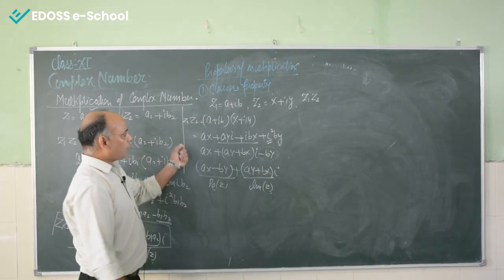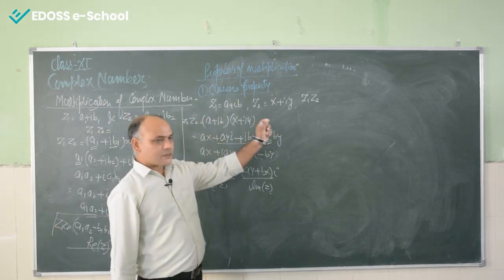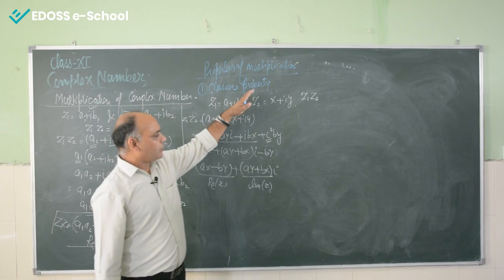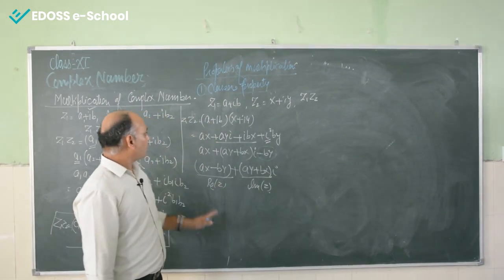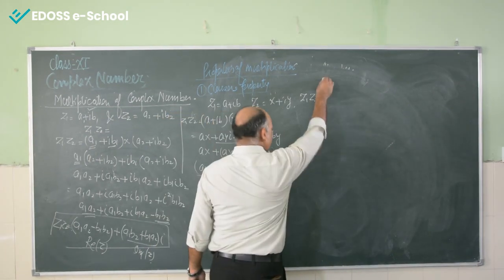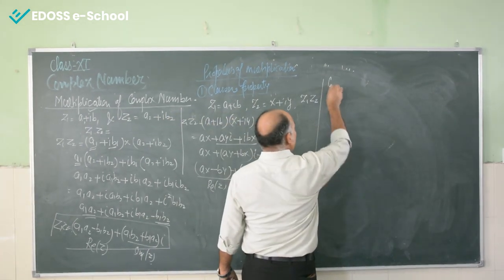That means when two complex numbers are multiplied, then the closure property holds. This was about the first property, that is the closure property. The second property is the commutative property.